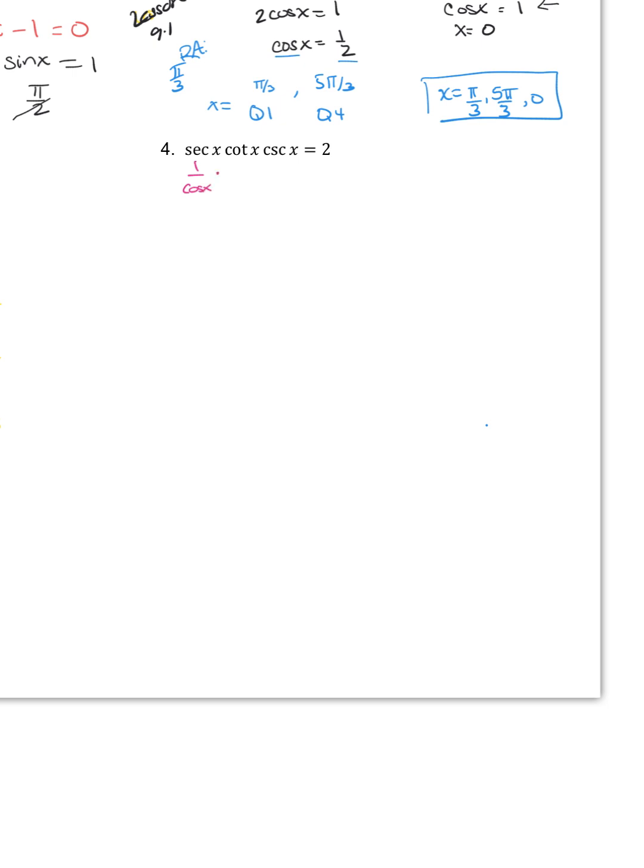Multiplied by cotangent, which is cosine x divided by sine x. And then lastly is cosecant x, which is 1 over sine x. That equals 2. So cancel what you can. So this cosine x goes with this one. Nothing else is able to be canceled, so I multiply across the top, 1 times 1 times 1, the numerators. And then on the bottom, 1 times sine is sine squared x equals 2.